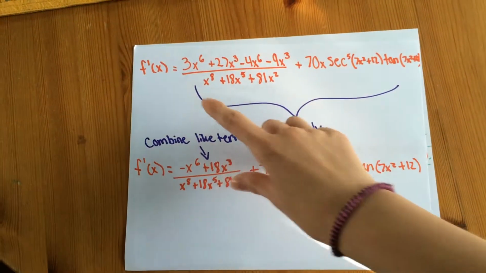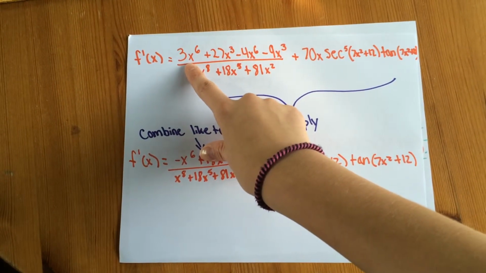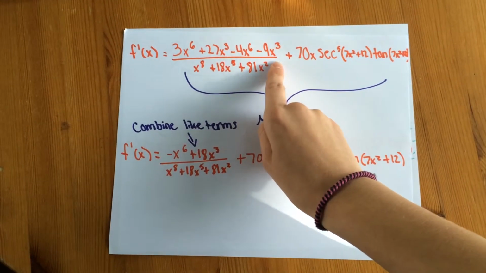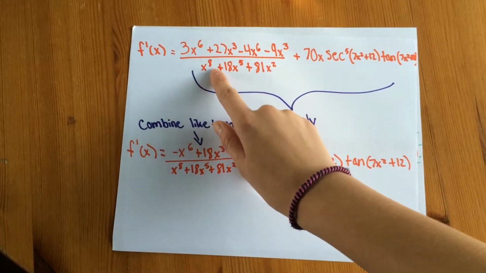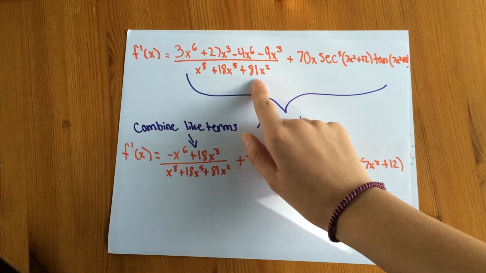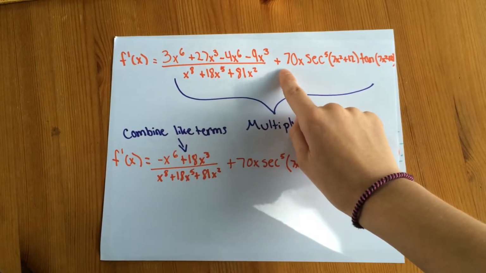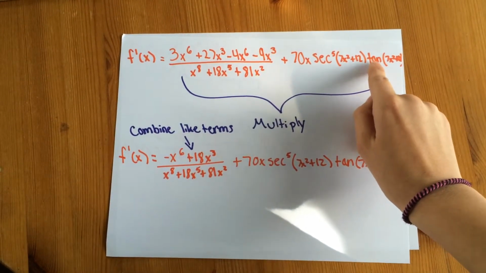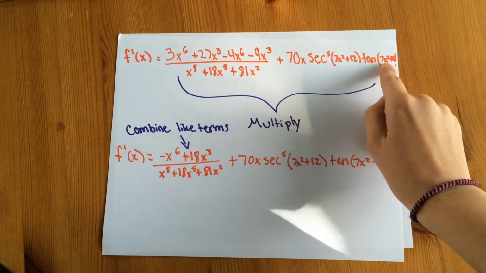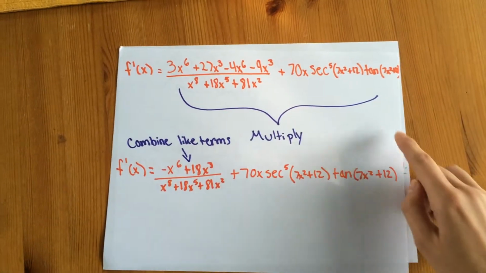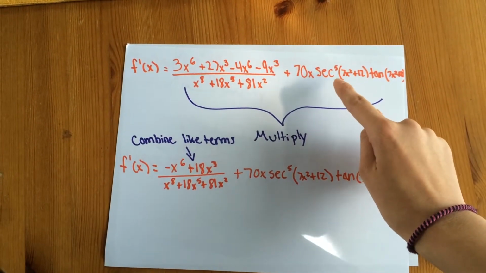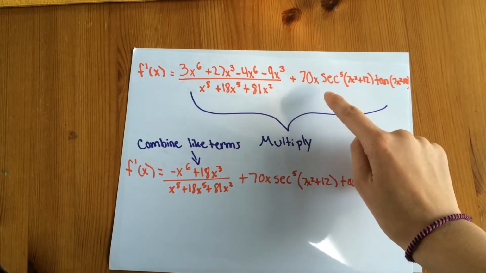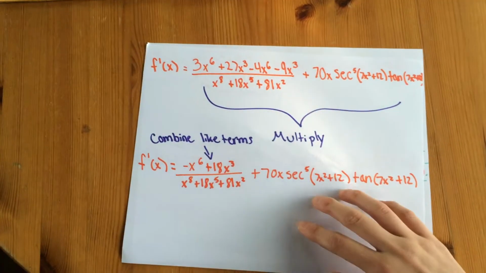Here we just multiplied everything out, so we got 3x to the sixth plus 27x to the third minus 4x to the sixth minus 9x to the third over x to the eighth plus 18x to the fifth plus 81x squared plus 70x times secant to the fifth of 7x squared plus 12 times tangent of 7x squared plus 12. You end up with a secant to the fifth because of the secant to the fourth being multiplied by the secant tangent. The secant times secant to the fourth gives you the secant to the fifth.